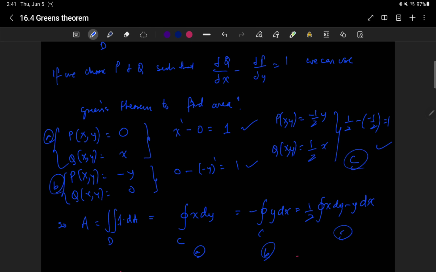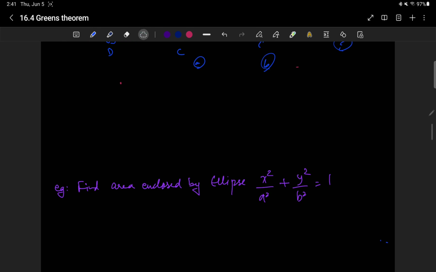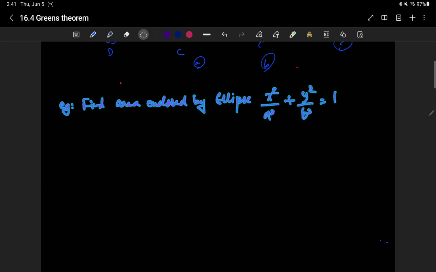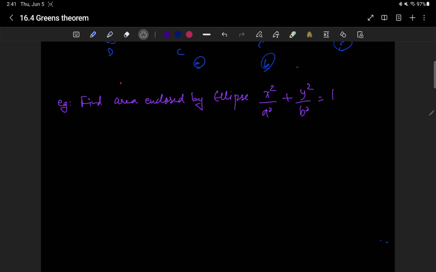And these are not the only choices. You can make other clever choices for P and Q. It's just that these are the simplest ones. Let's look at an example. Find the area of the ellipse x squared over a squared plus y squared over b squared equals 1.